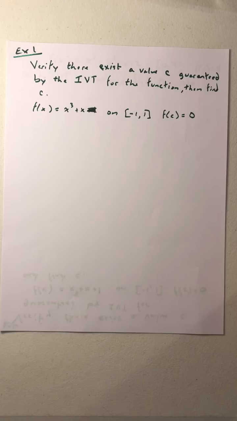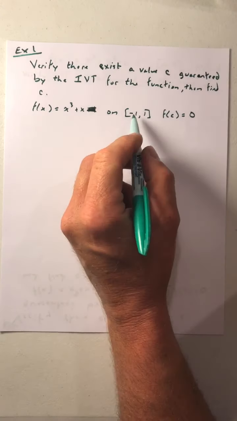In example 1, it says verify there exists a value c guaranteed by the IVT, the intermediate value theorem, for the function, and then find the c value. So here f of x equals x to the third plus x on -1 to 1, and we want to know, is there a c value such that the function equals 0?